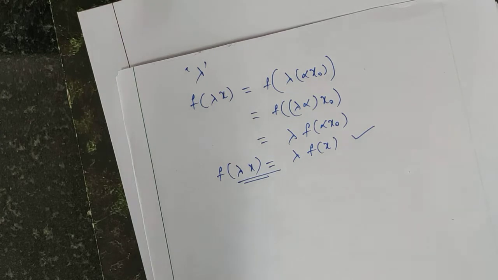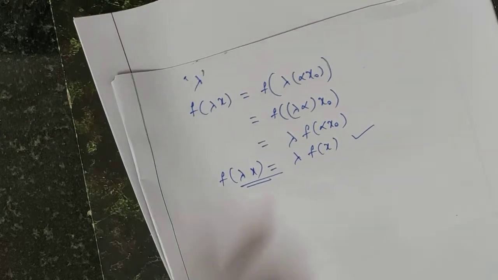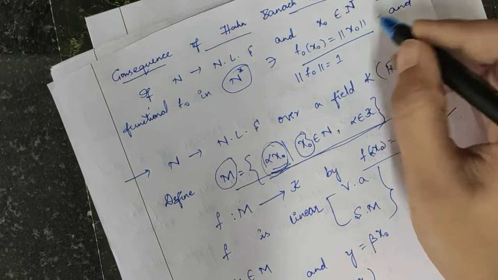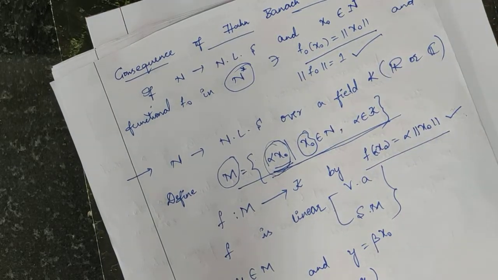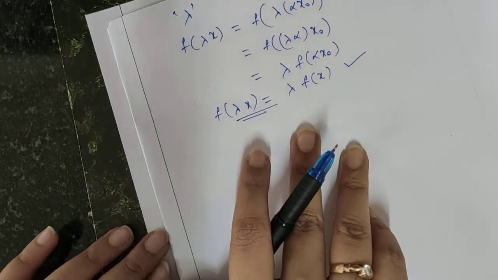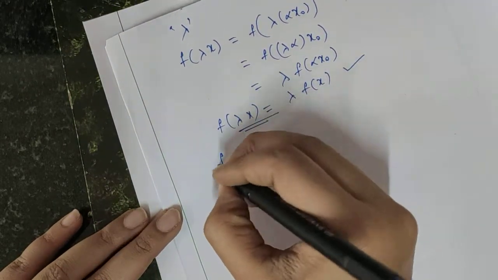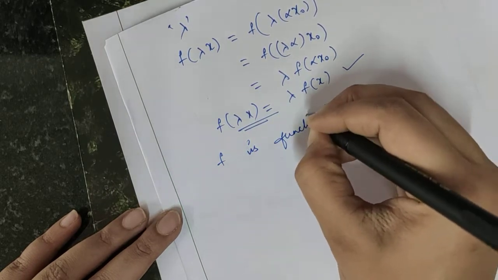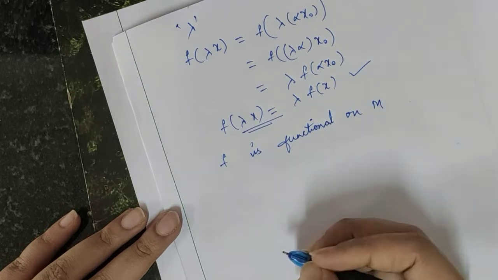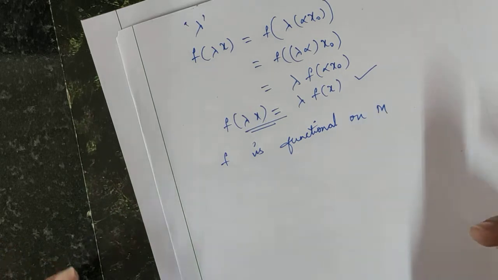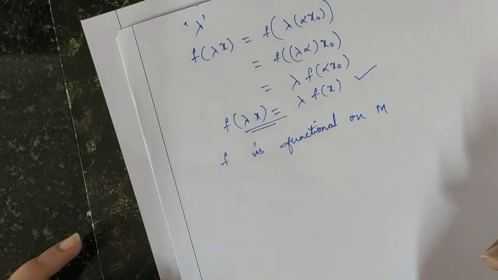Again, according to the theorem statement, we need to prove two things. One is f naught of x naught is equal to norm x naught and norm f naught is equal to 1. These two conditions I have to prove now. So now using Hahn-Banach theorem, we know that f is a functional on M, right? That means there is an extension. F naught is, I can consider one function and that is the extended functional on M.